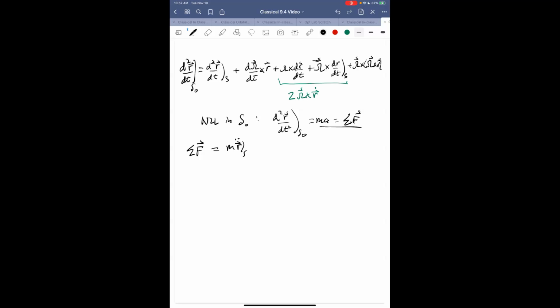The author doesn't actually make that distinction. The author says, from now on, when I write r double dot, what I mean is in the rotating frame. But I'll just put it there to be clear. And then we've got this guy here, which is m omega dot cross r. And then we have our 2 omega cross r dot. And then way over here, we have, I forgot the m, 2m, and then plus m omega cross r.